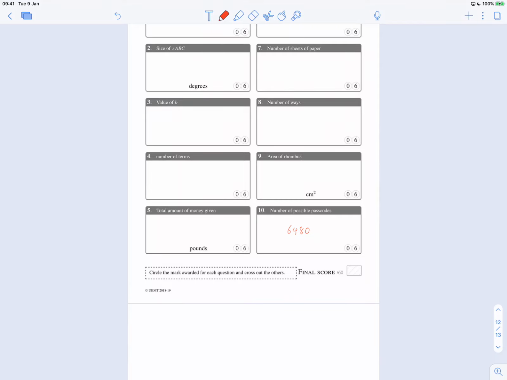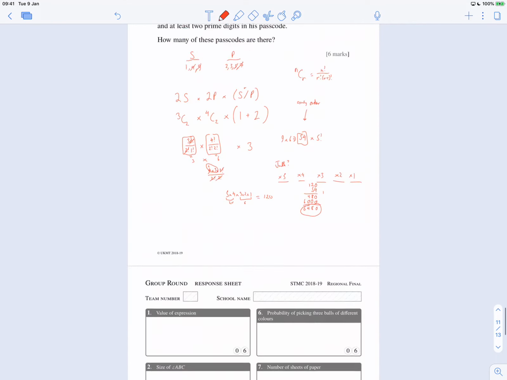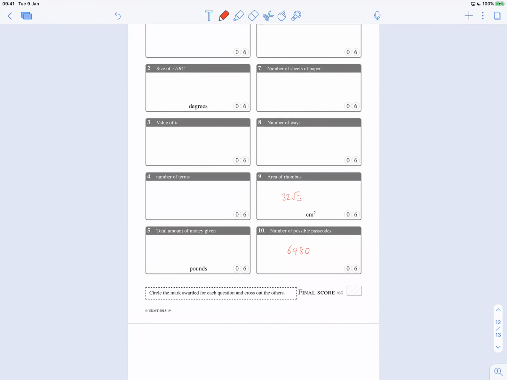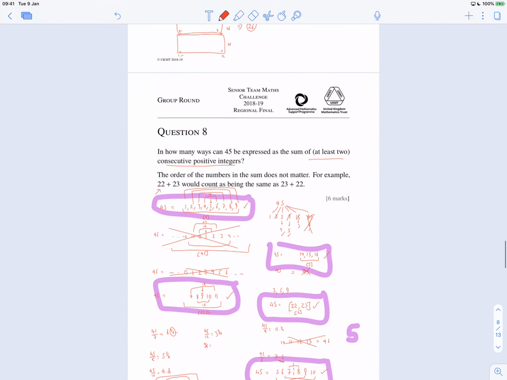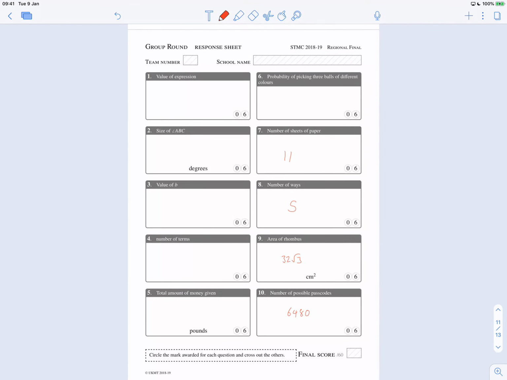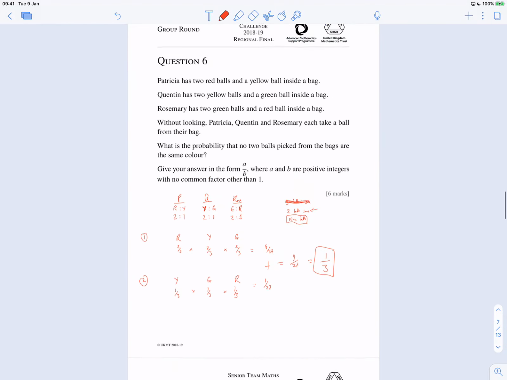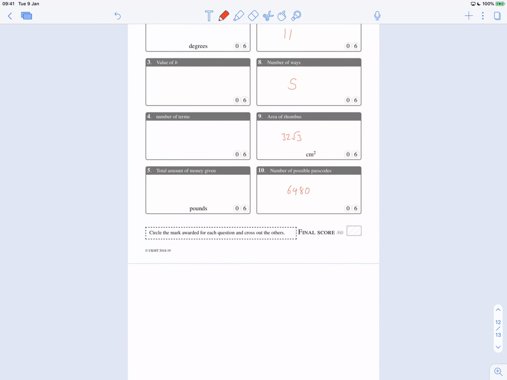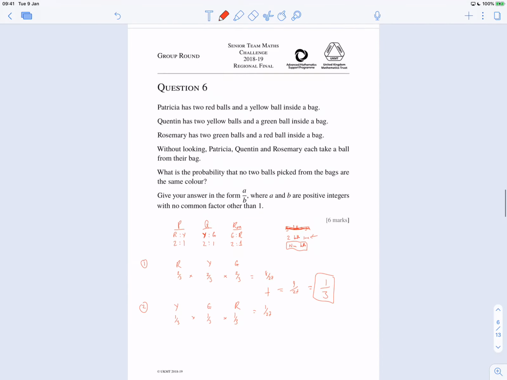Area of the rhombus is 32 root 3. Number of ways was 5 ways. Number of sheets of paper, that was 11, wasn't it? Yeah, 11. Probability picking 3, that was the third one, wasn't it? Total amount of money, oh, it's 5,000 and something. 5760, 5760 pounds.